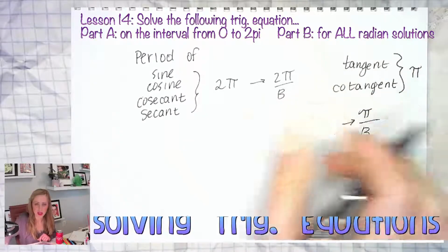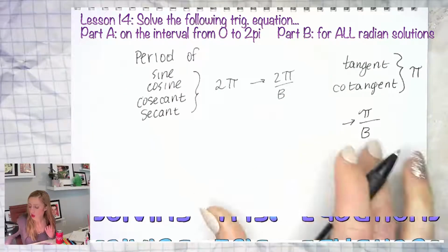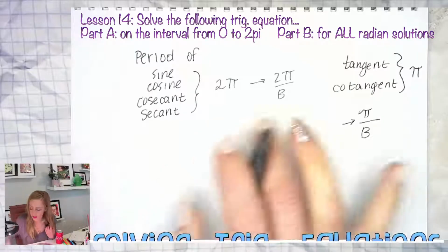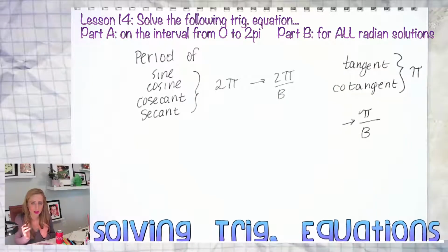But what the b does is that's like the 3 in the problem. It's the number in front of theta. So when you divide by 3, it compressed it. So 2 pi over 3 or pi over 3 compressed one cycle.